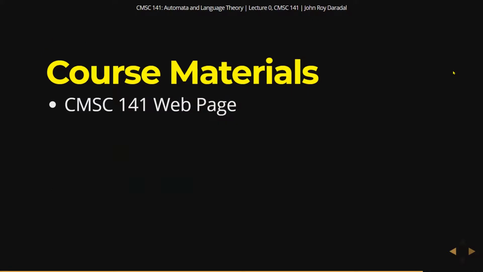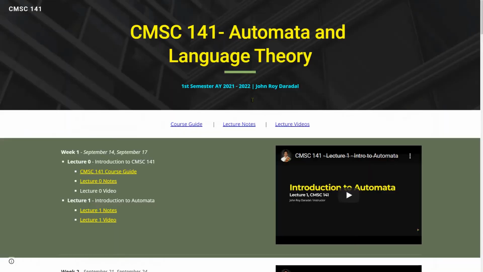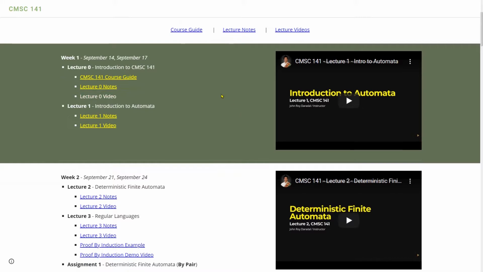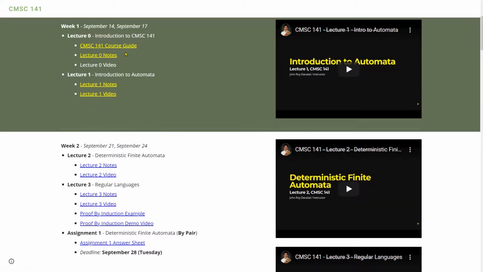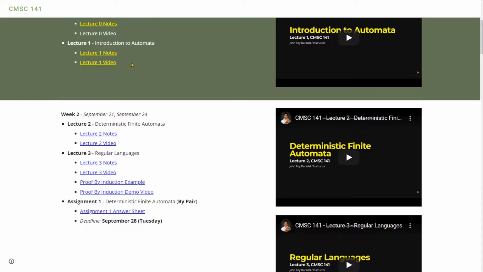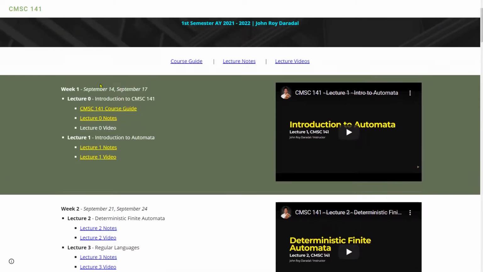Now for the course materials, you're already aware of the ComSci 141 web page, I hope. So the web page is where I put all of the materials, so all the lecture notes, all the lecture videos, all the assignments, all the problem sets, exercises, and so on. I will put them here. Okay, and it's already arranged by schedule. So per week, what are the things to do?